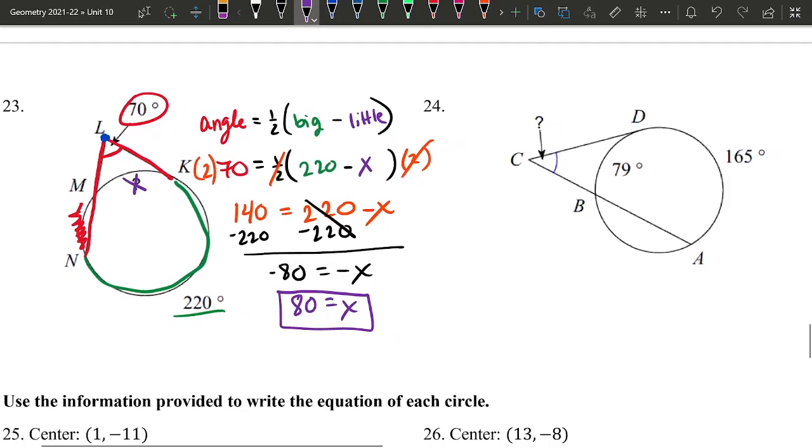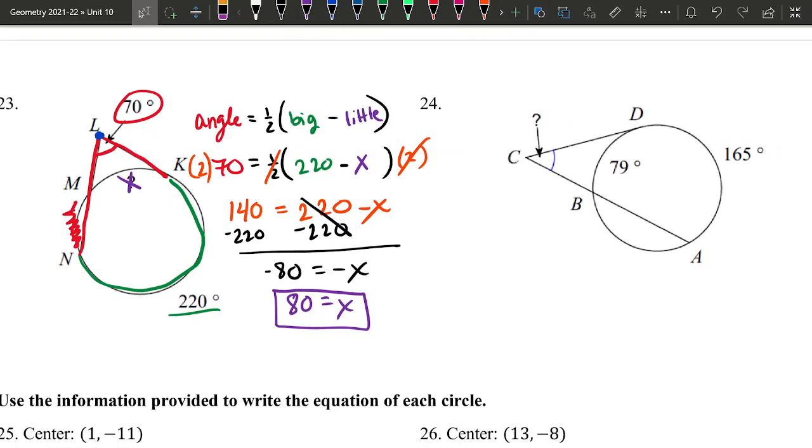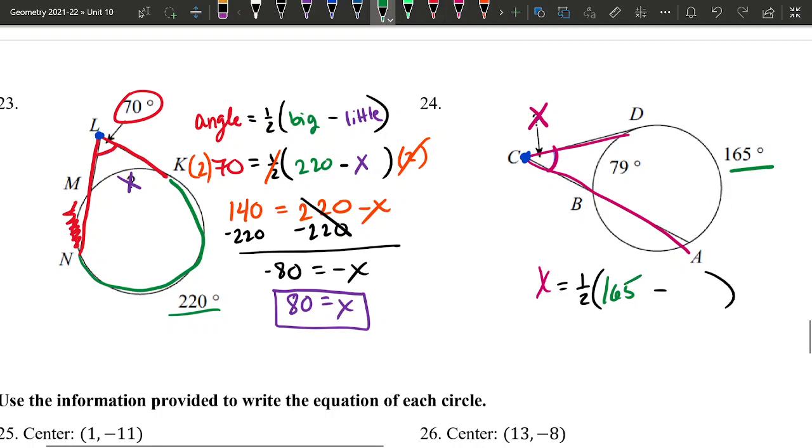All right, one more of these. Again, it's a secant and a tangent. The angle is what I'm solving for. The vertex of the angle is outside the circle. So the angle equals 1/2 of the big minus the little. Since I'm solving for the angle, this is x equals 1/2 of the big arc, 165, minus the little arc, 79.